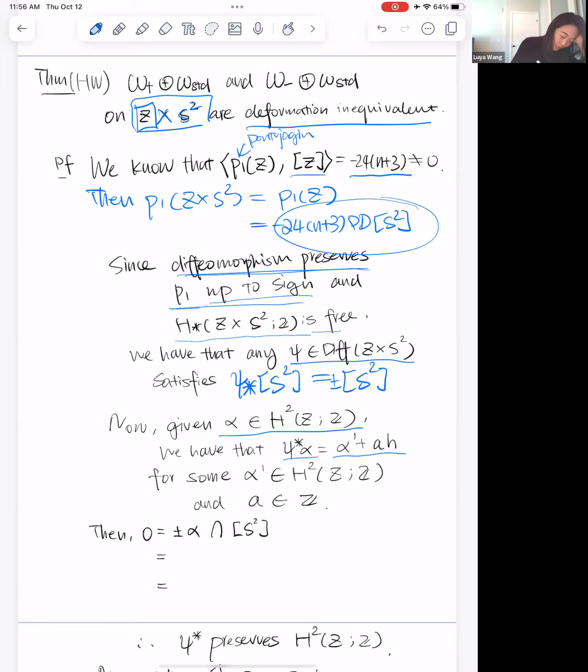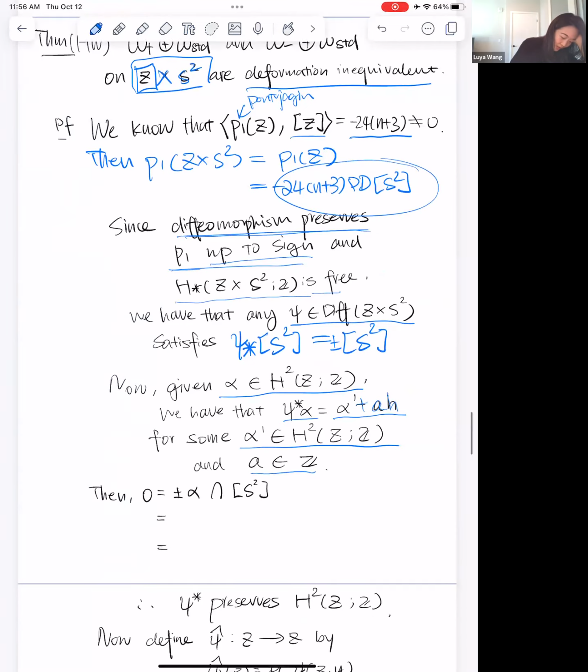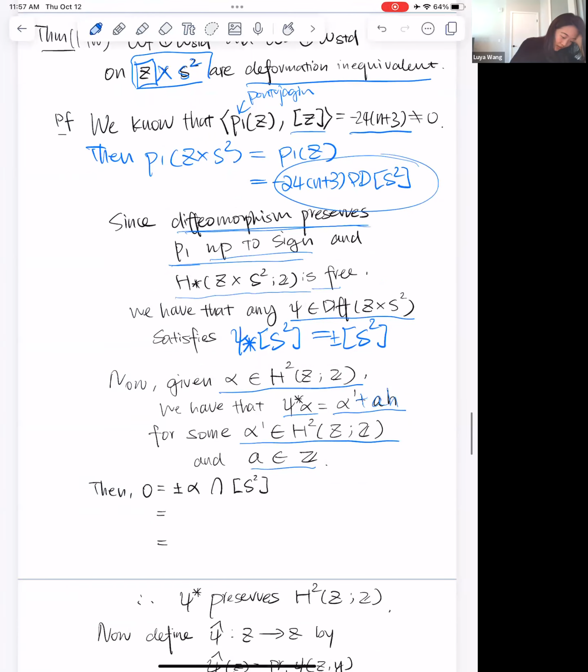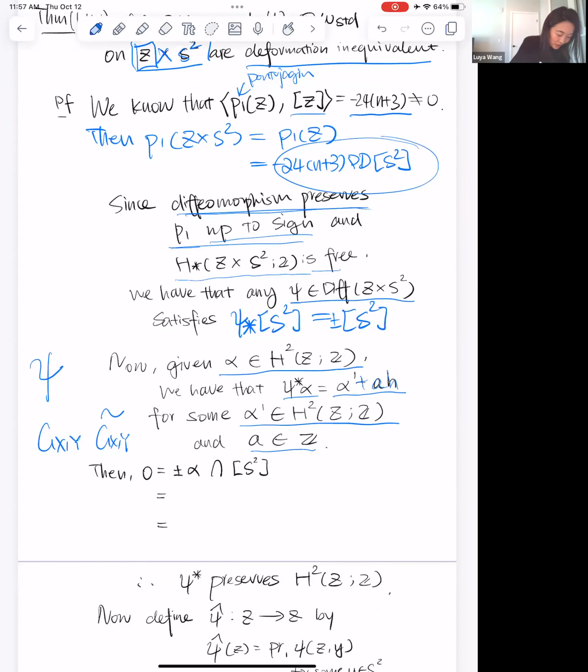Now, given any alpha in H^2 of Z, we have that the pullback of alpha is equal to alpha prime plus some A times the class of S2, where alpha prime is some cohomology class in Z and A is some integer. So we really want to say that our psi will lie in one of the G_XY or G tilde XY's that we saw before, because then we satisfy the sufficient condition. So how do you show that? You just want to show this A is 0.